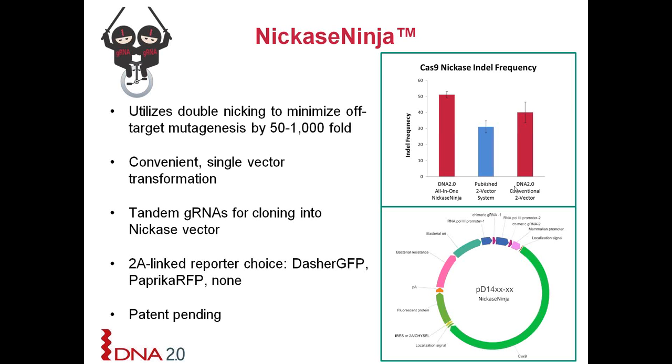plasmids, and we also compared that same two separate plasmid system. You can see that with the NickaseNinja, where you have two guides on a single plasmid, the efficiency is higher, presumably because there's no co-transformation. You have a single plasmid going to the cells. If you do choose to use the co-transformation method, we do offer the conventional system as well, and we do offer it with GFP and RFP, so you can monitor expression of both plasmids individually in the cells. So this can be convenient for many researchers, and we have a patent pending on this NickaseNinja vector.